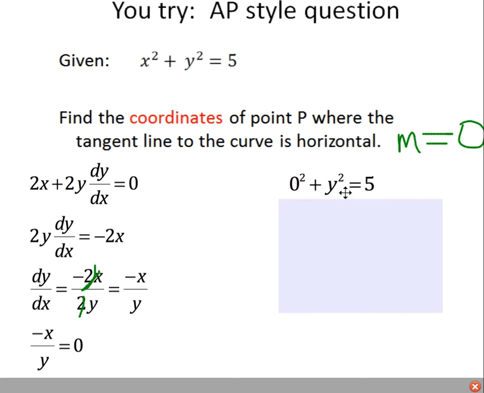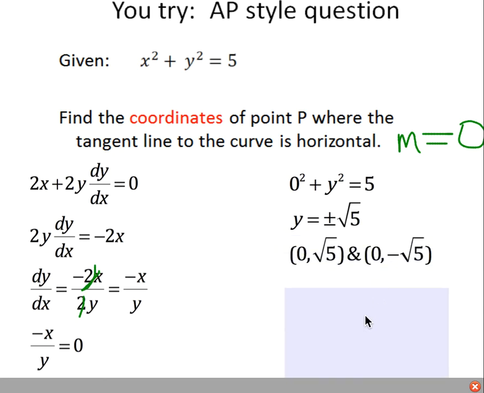So we have 0 squared plus y squared equals 5, which then, if we take the square root of both sides, this 0 squared goes away. When we take the square root of y squared, we get y. Square root of 5 is plus and minus square root of 5. Which then means when x is 0, y equals plus and minus square root of 5. So we now have these two solutions. This is where the tangent line to the curve is horizontal.